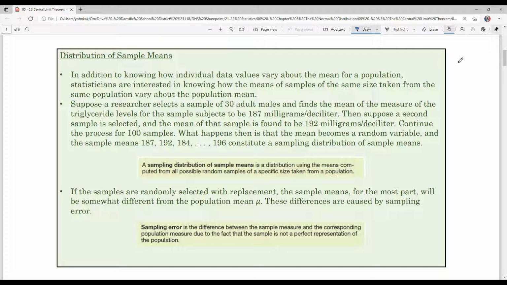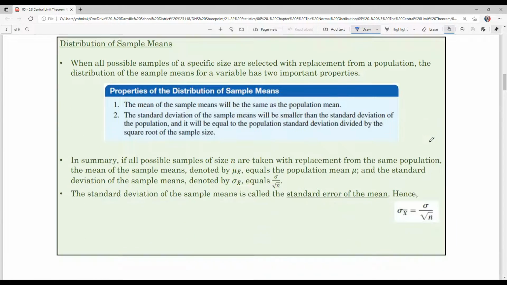And if these samples are randomly selected with replacement, then the sample means for the most part will be somewhat different from the population mean mu. These differences are caused by sampling error. Sampling error is the difference between what the sample measure is and the corresponding population measure due to the fact that the sample is not a perfect representation of the population. So you're never going to quite get exactly the population mean mu every time you take different samples.